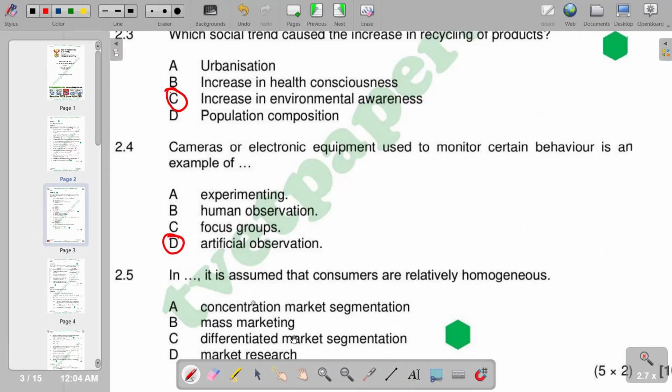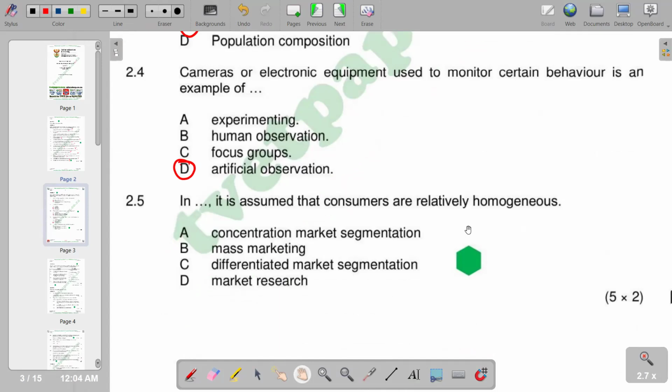Then 2.5. In dash, it is assumed that consumers are relatively homogeneous. We've got concentration, market segmentation, mass marketing, differentiated market segmentation, market research. So you'd see that the correct one is mass marketing. Mass marketing is a marketing strategy in which a firm decides to ignore market segment differences and appeal to the whole market with one offer or one strategy. So basically, that is mass marketing. So we have B.